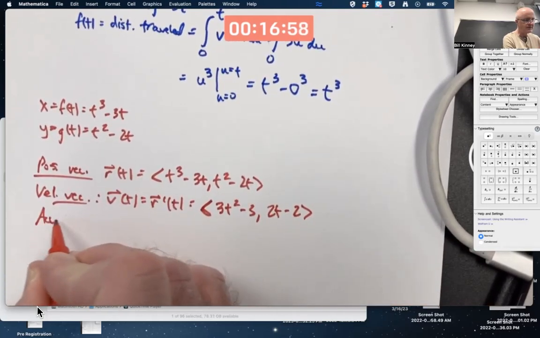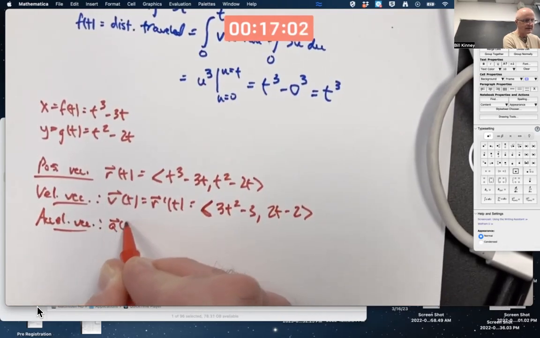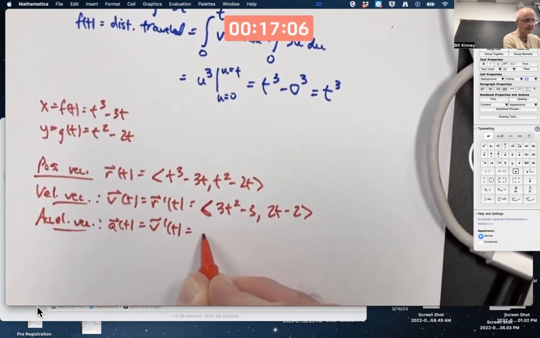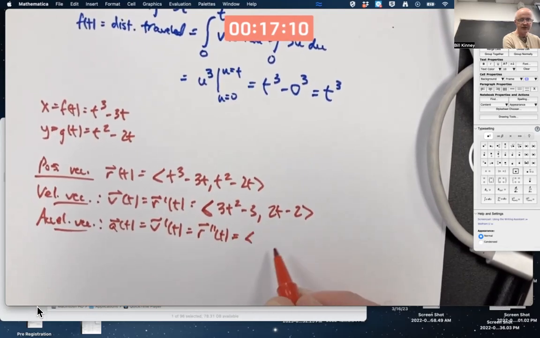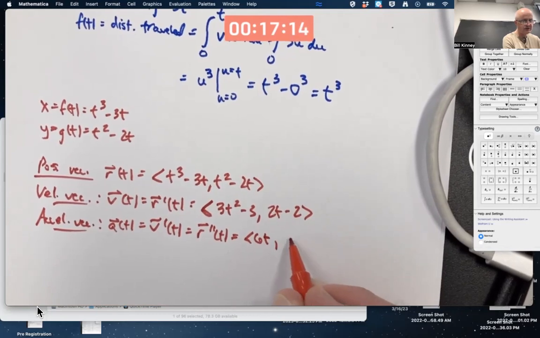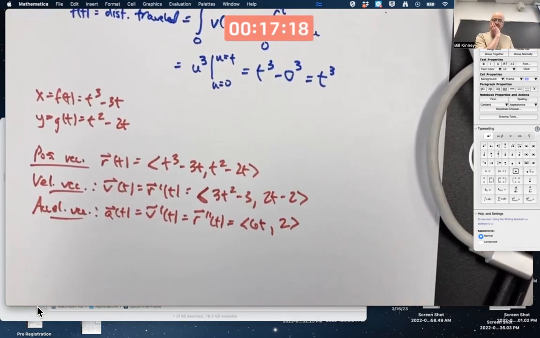And the acceleration vector, a of t, is the derivative of the velocity vector, which is the second derivative of the position vector. The derivative of 3t squared minus 3 is 6t. The derivative of 2t minus 2 is 2. And we could graph these things. We could also figure out the speed.